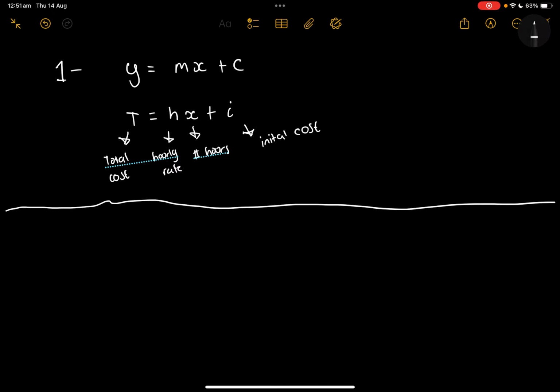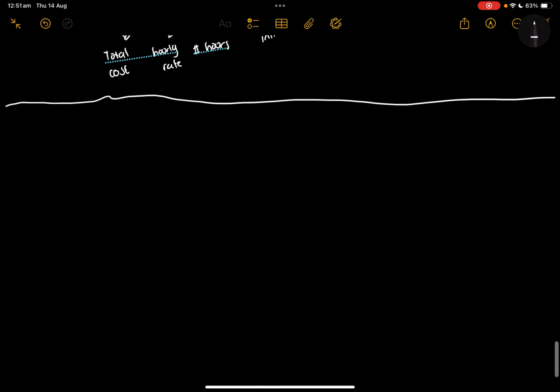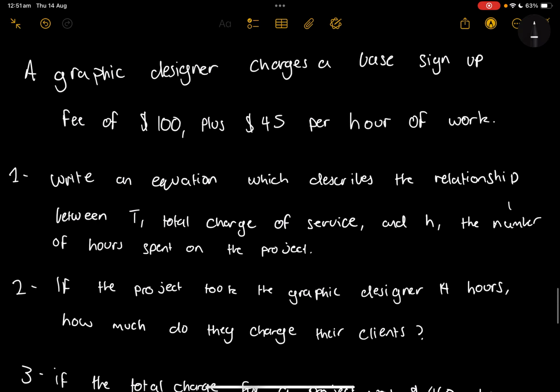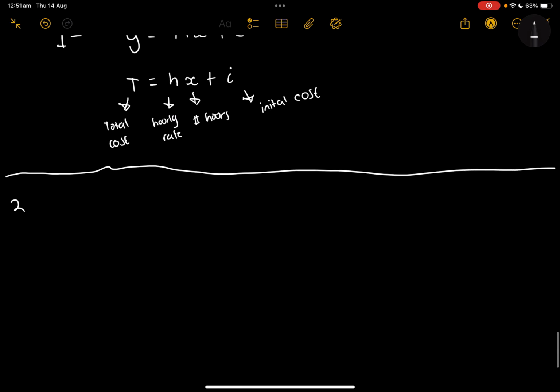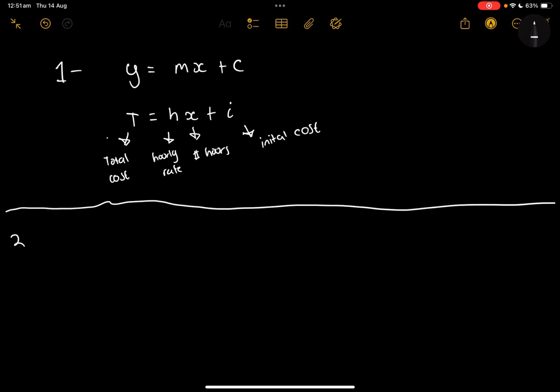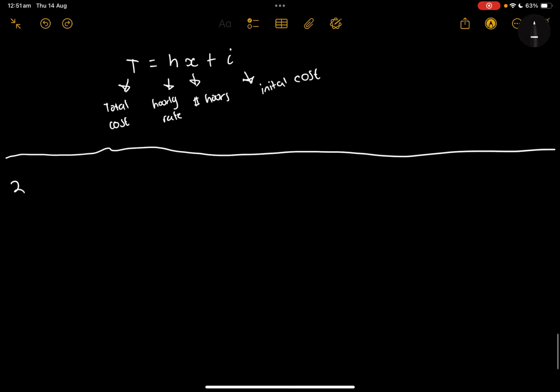Question number 2. Question number 2 is, if the project took the graphic designer 14 hours, how much do they charge their clients? For this, we're going to use this equation up here, which we've just written out. So I want you to just copy down that equation again. T is equal to Hx plus I.